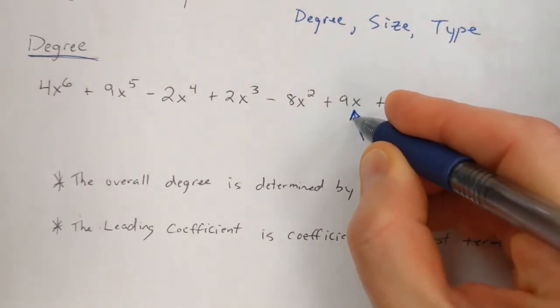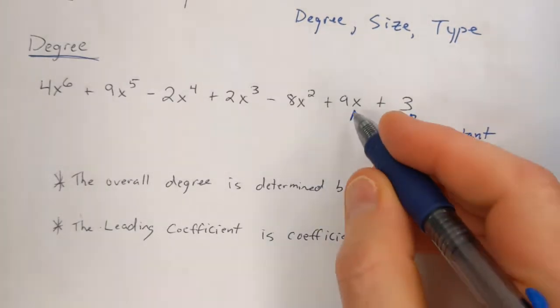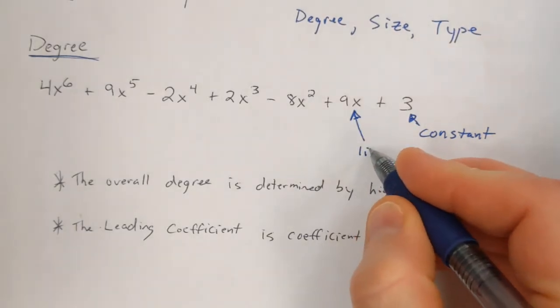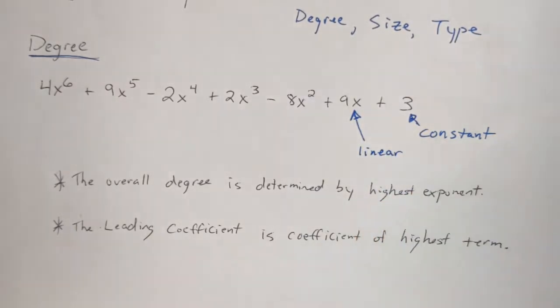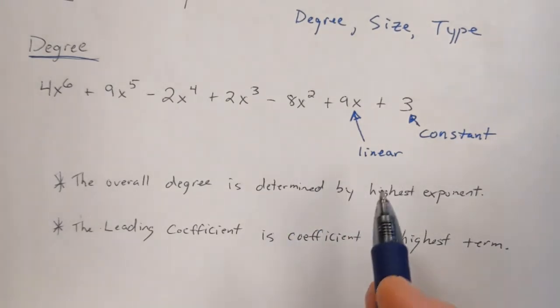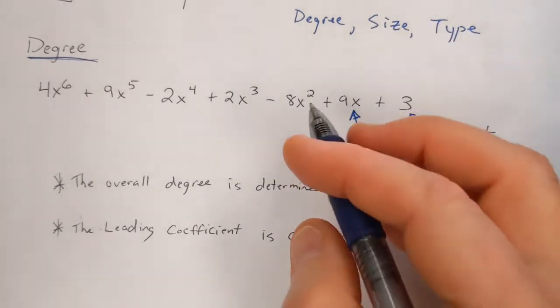All right, kind of moving up the line here. Here we have the term 9x. This just has a single x. The x is to the first power. This is called a linear term. Linear terms, this is what we studied in Unit 1. It's kind of one of the most essential terms in all of algebra.